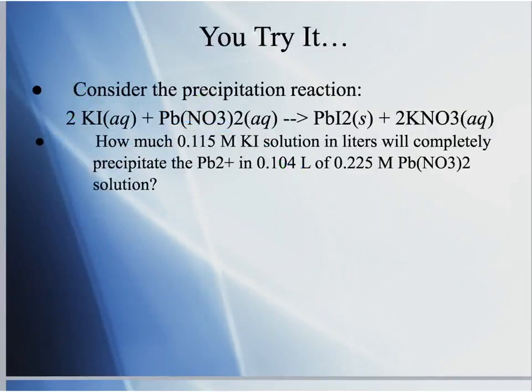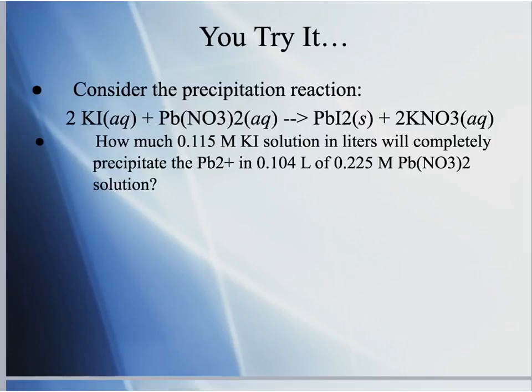All right, so you guessed it. Here's one for you to try. It says, consider the precipitation reaction: potassium iodide and lead nitrate react to form lead iodide and potassium nitrate. So here's your question. How much 0.115 molarity KI solution in liters will completely precipitate the lead ion in 0.104 liters of 0.225 molarity lead nitrate solution?